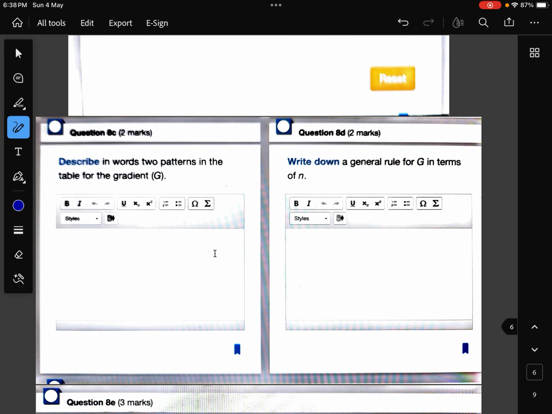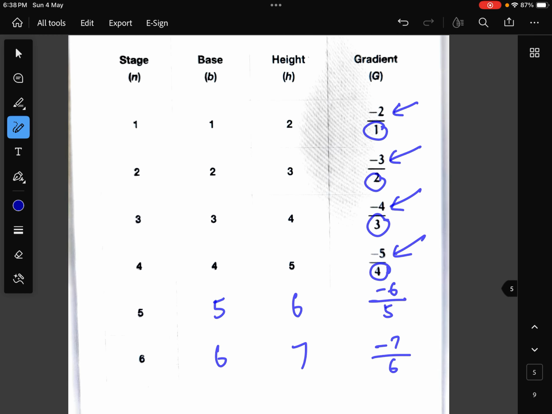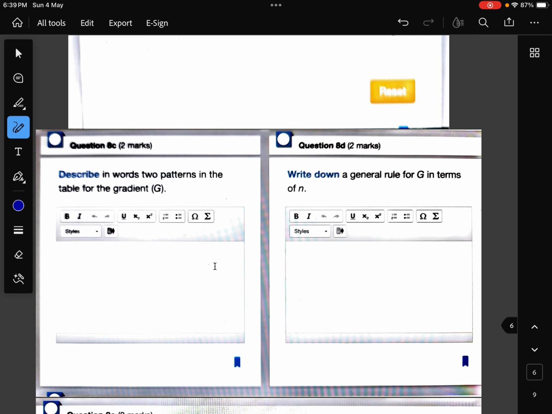And it says to describe in words 2 patterns in the table for gradient G. I think we can typically talk about the numerator and the denominator for that. I would probably think that we should be looking at the numerator and the denominator. That should make some nice little patterns here.